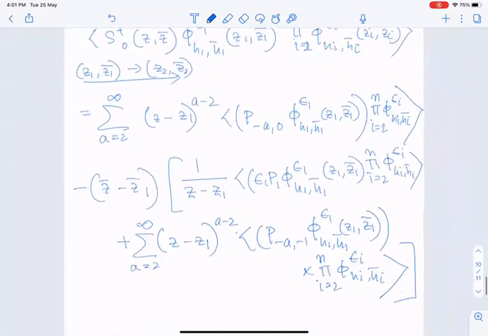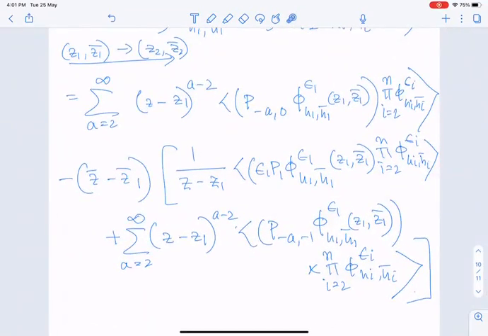Okay, if you look at this expression, you can see that this is an expansion in powers of z minus z1 and z bar minus z bar 1. Again you can think of z and z bar as independent, and you can see that you have a pole in z minus z1, but you don't have any pole in z bar minus z bar 1. The point is that you have only a finite number of powers of z bar minus z bar 1. So this is the order 0 term, and this is the order 1 term.